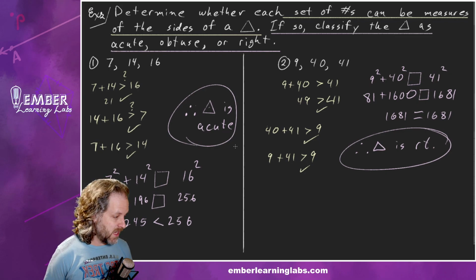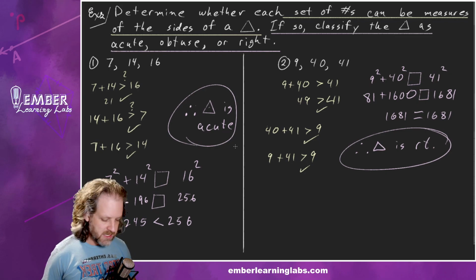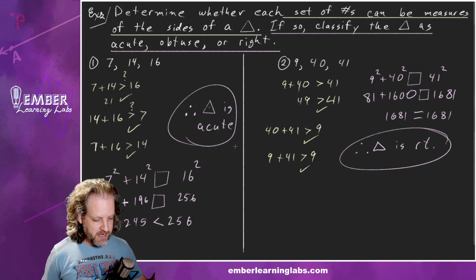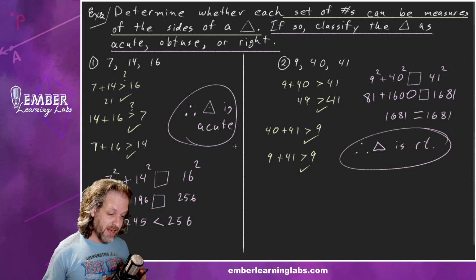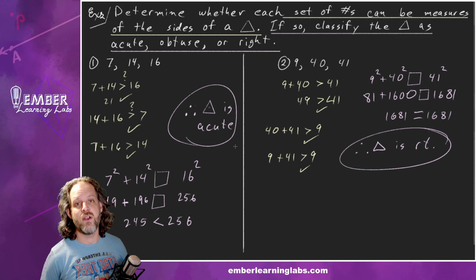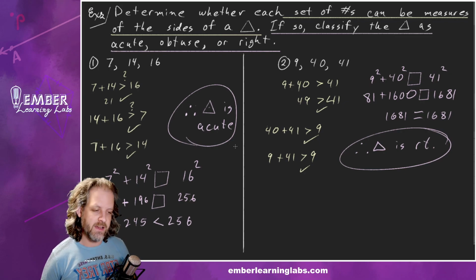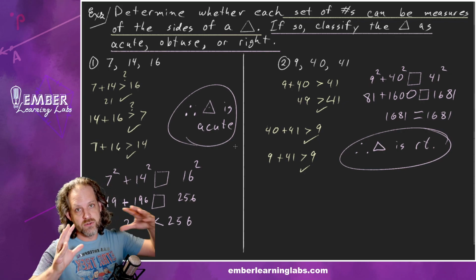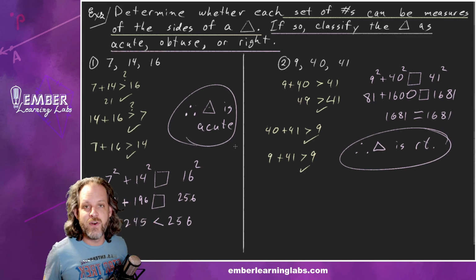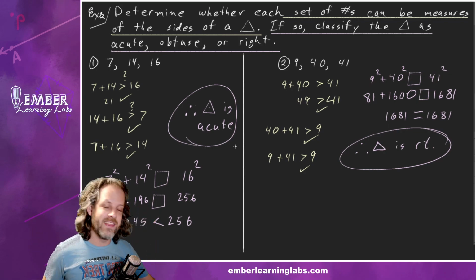And that is it for that lesson. Did great. Easy peasy. We're going to learn about special right triangles in the next lesson: 30, 60, 90 triangles and 45, 45, 90 triangles. We're getting closer and closer to trig ratios. It's a fun lesson. It's going to be great.